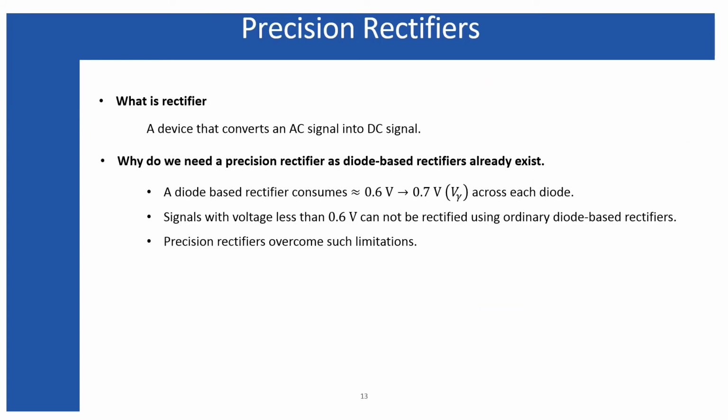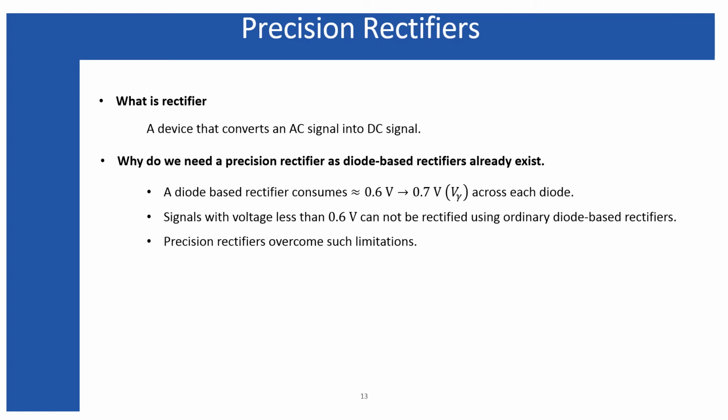Next is the precision rectifier. So first of all, before discussing the precision rectifier, we should answer what a rectifier is. We know that the circuit or device that converts an AC signal into a DC signal is a rectifier. But then an obvious question is that since we have a bridge rectifier using diodes, a half wave rectifier, and a full wave rectifier, why do we need this precision rectifier?